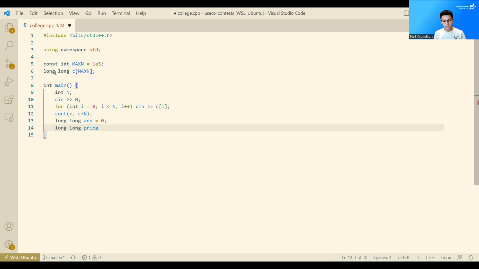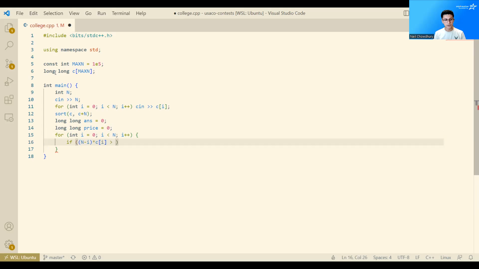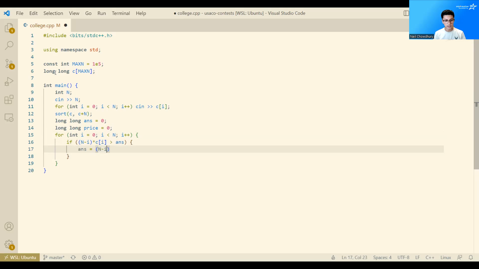And I'm also going to want to keep track of the price, or the tuition, that Farmer John is charging. So finally, we need to do our iteration. We iterate through all the CIs, and we check if n minus I, which is the number of cows, times the tuition, which is CI, is greater than our previous answer, then we want to update answer to n minus I times CI, and we want to update our price to CI.